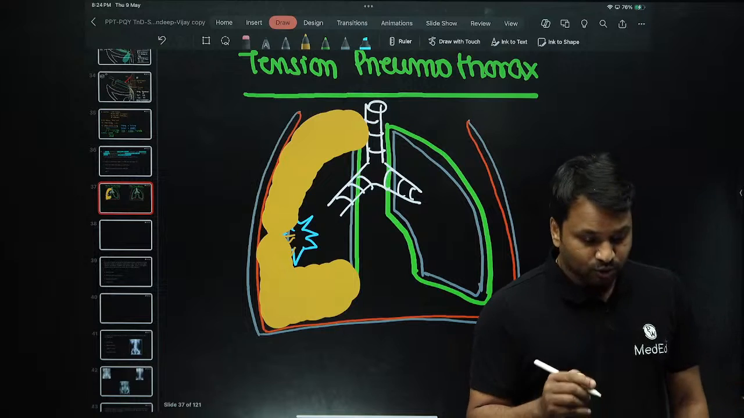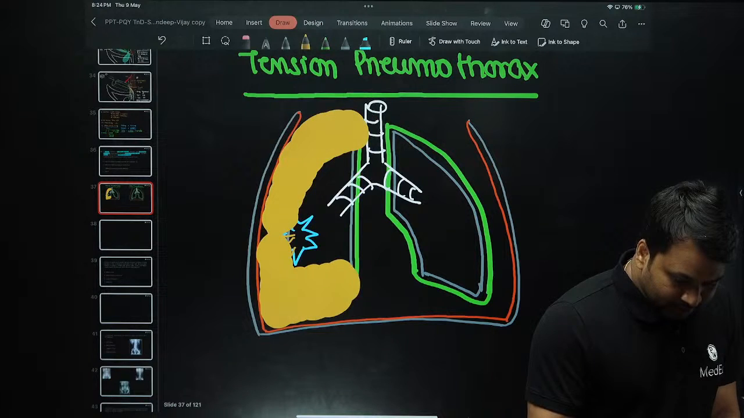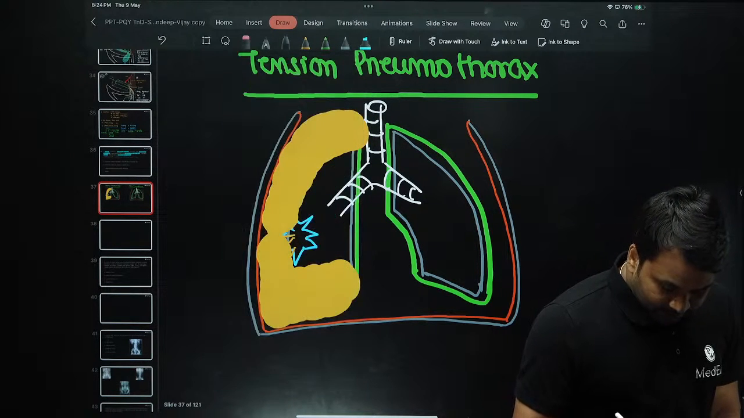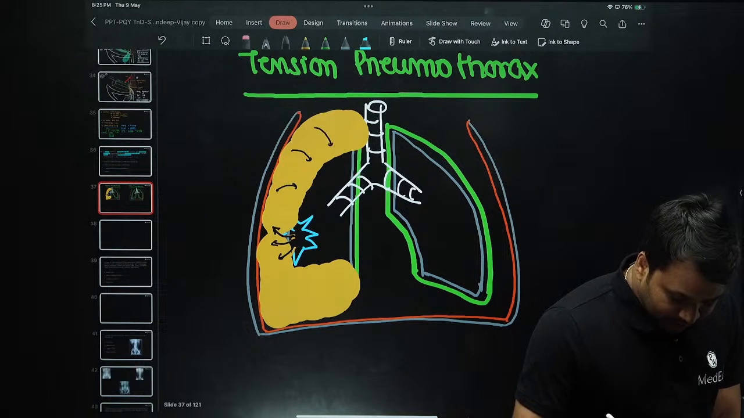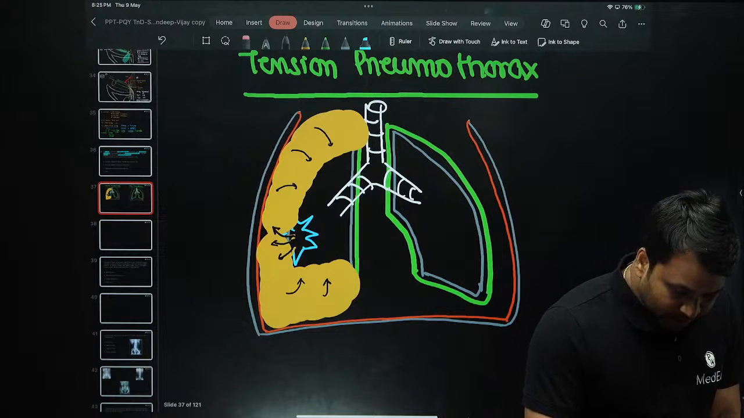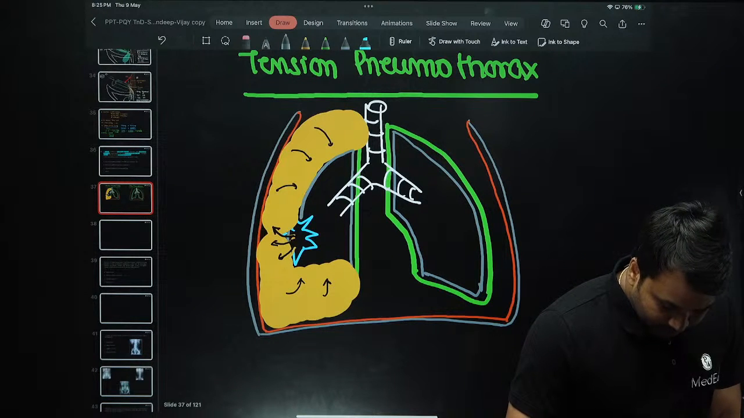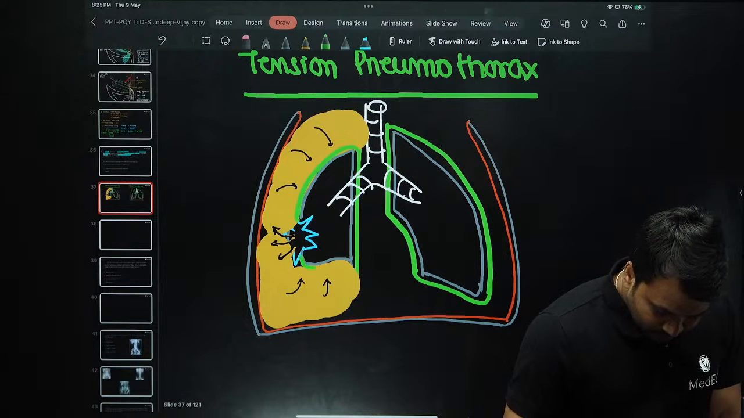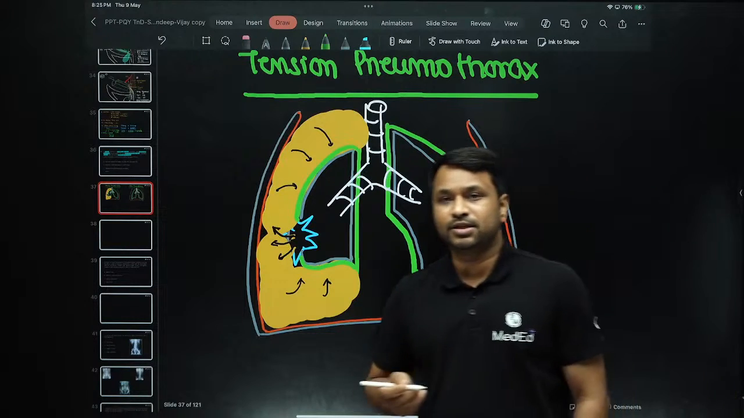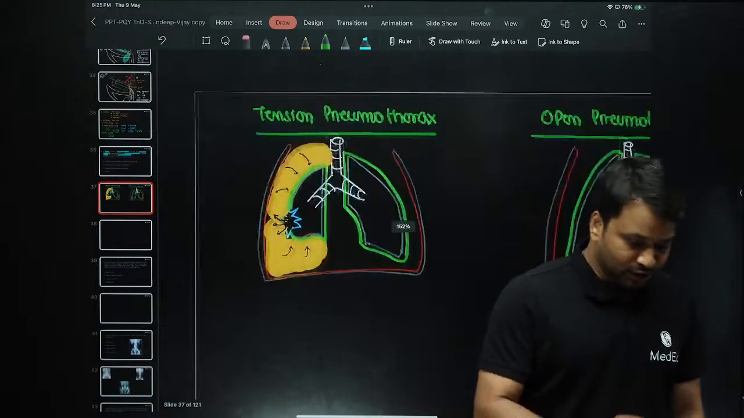So in a tension pneumothorax, you notice that the air leak is occurring from within the cavity. This air leak is compressing the lung itself and not allowing the patient to breathe. So in the concept of tension pneumothorax, you can see that the lung is being compressed from within the thoracic cavity as the air leaks out, right? This is your tension pneumothorax.